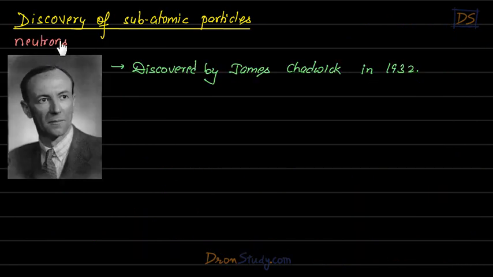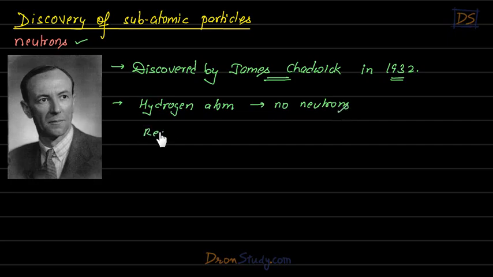Fine, students. Now let us talk about discovery of neutrons. So neutrons were discovered by this gentleman who is called James Chadwick in 1932, students. Right? And let me tell you one important thing, students, that hydrogen atom has no neutrons. Rest all atoms have neutrons. So students, hydrogen is an element.